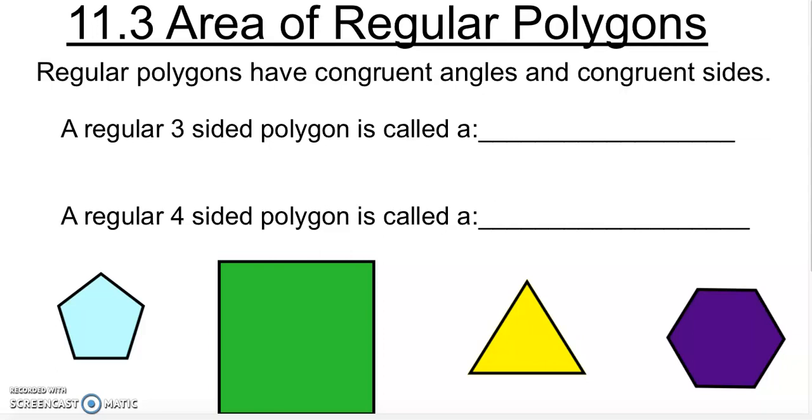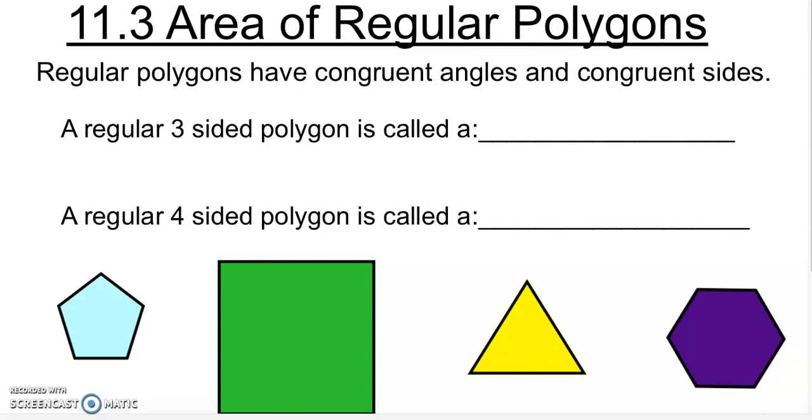All right, this is the 11.3 section video where we try to figure out the formula for finding the area of any kind of regular polygon. So let's review a little bit here. Regular polygons are polygons that all have congruent angles, so every angle is exactly the same. And they have congruent sides, so all of the sides are exactly the same.